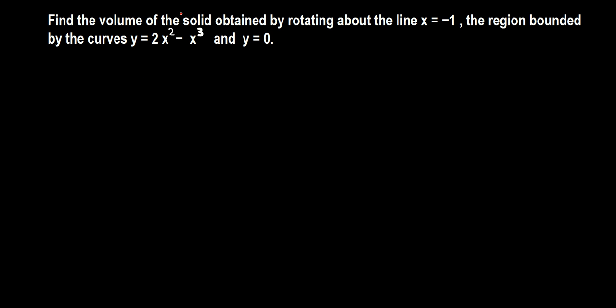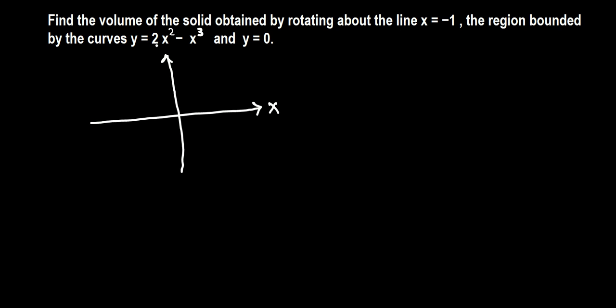Find the volume of this solid obtained by rotating about the line x equals -1 the region bounded by the curves y equals 2x squared minus x cubed and y equals 0. So let's graph these two curves. Here's the y-axis, and here's the x-axis. The x-axis is the same as y equals 0.